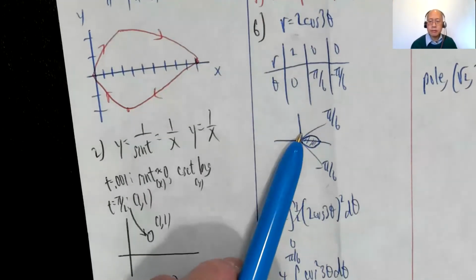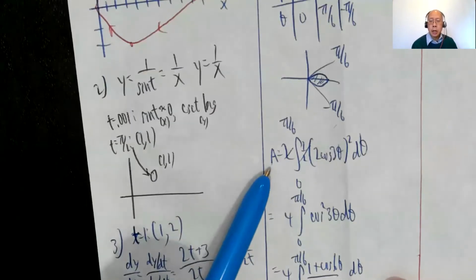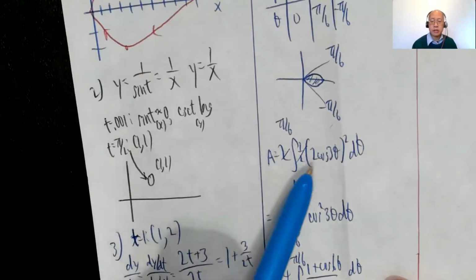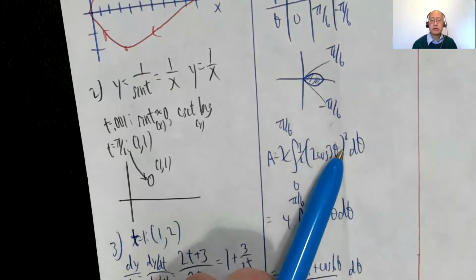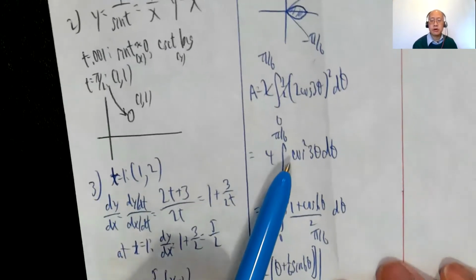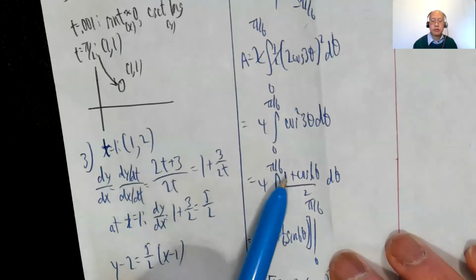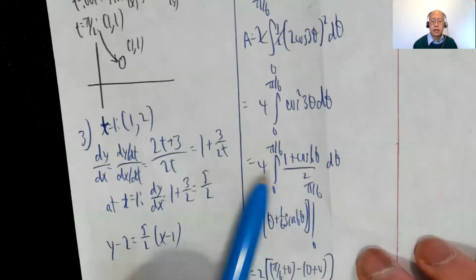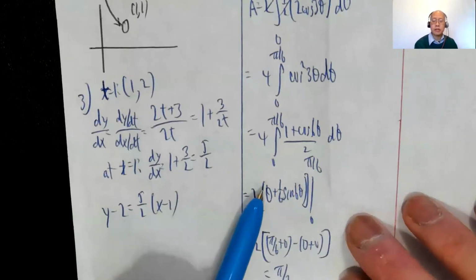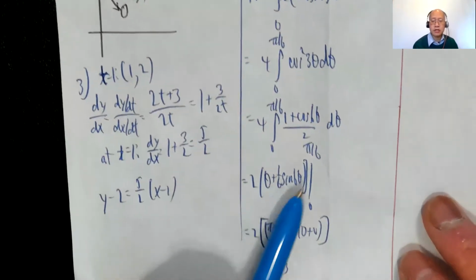I will integrate from 0 to pi over 6 and double the answer, which fortunately means the 2 and the 1/2 cancel each other out. 2 cosine 3 theta, squared, comes out to be 4 cosine squared 3 theta, which is 4 times (1 plus cosine 6 theta) over 2. Take out the 2 with the 4, so 2 times parentheses theta plus 1/6 sine of 6 theta.